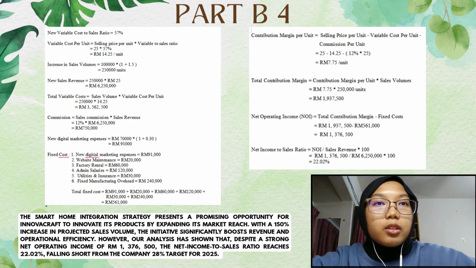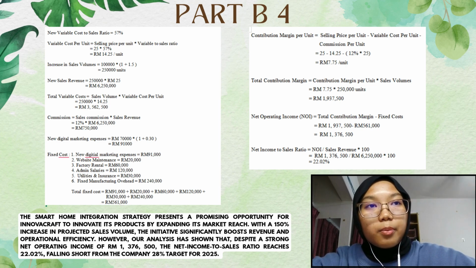covering variable costs. The contribution margin per unit in this plan would be RM7.75, and the total contribution margin would be RM1,937,500. Our net operating income would be RM1,376,500. To evaluate performance, our net income to sales ratio has become 22.02%. This is a strong result, but falls short of the 28% target.